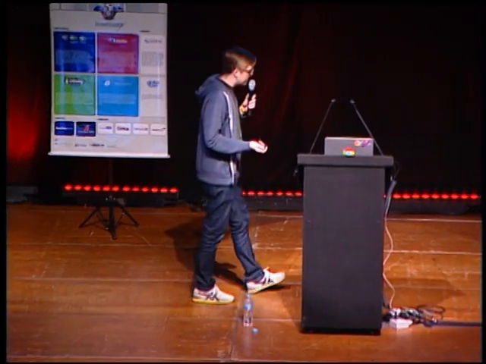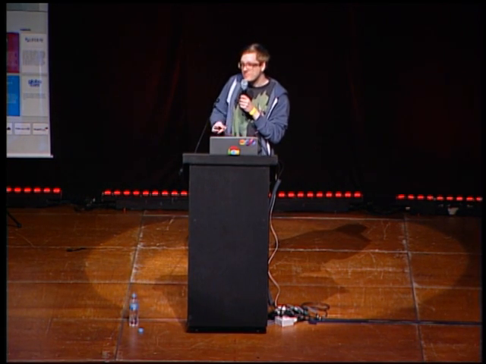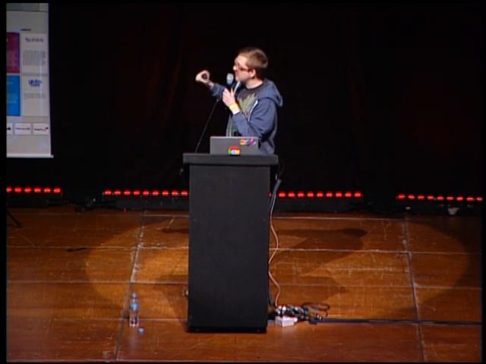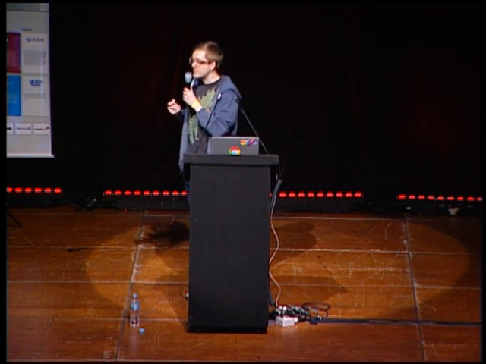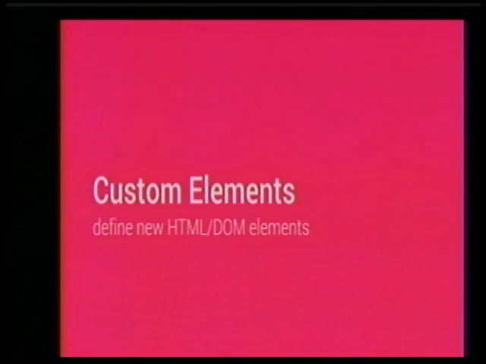And so with Polymer, it changes our support picture. Now, instead of this, it looks like this, right? And now that we have support for web components in all the modern browsers, we can actually explore what these 4 specifications give us. So we got templates, custom elements, shadow DOM, and HTML imports. And the first one I want to talk about is custom elements. And custom elements allow us to define new DOM and HTML elements.